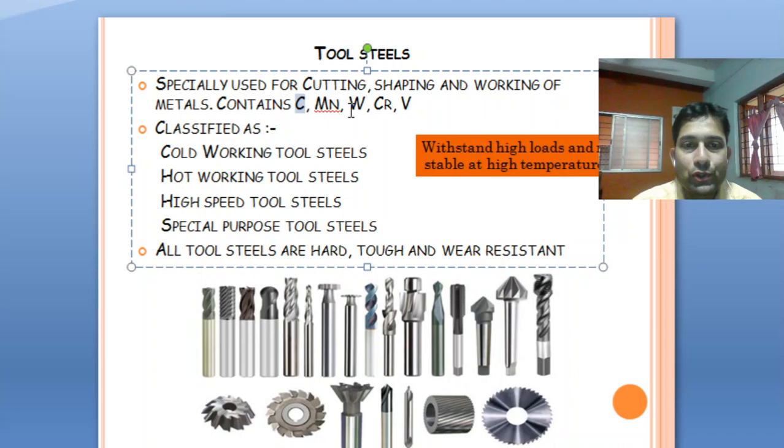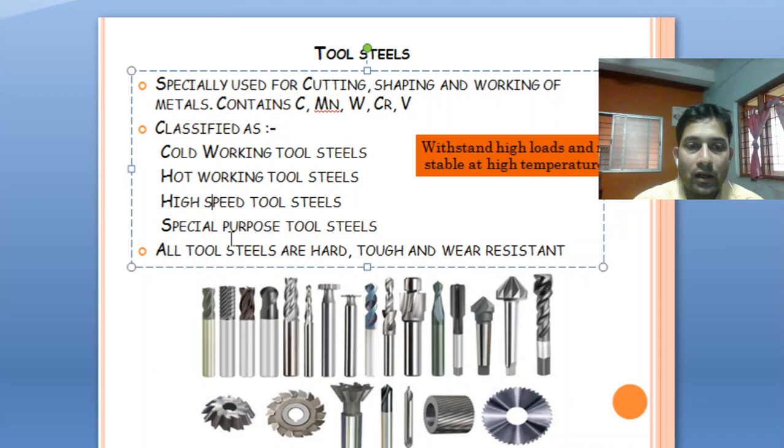Tool steels can be further classified into 4 types. Cold working tool steels, which are basically used to deform steels at cold working temperatures. Hot working tool steels, wherein the tools are made of steels which can work at high temperature applications. Then there are high speed tool steels, which are used for making tools for high speed applications. And then there are some steels used for making tools which are called special purpose tool steels.